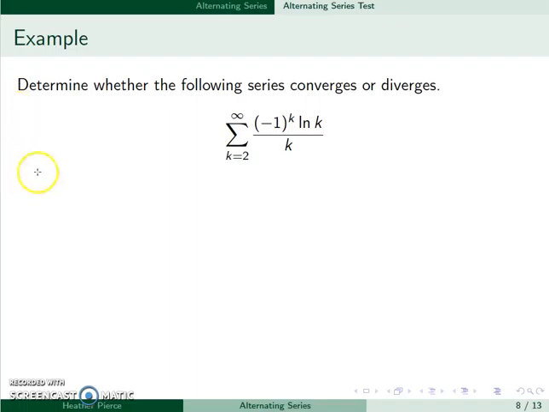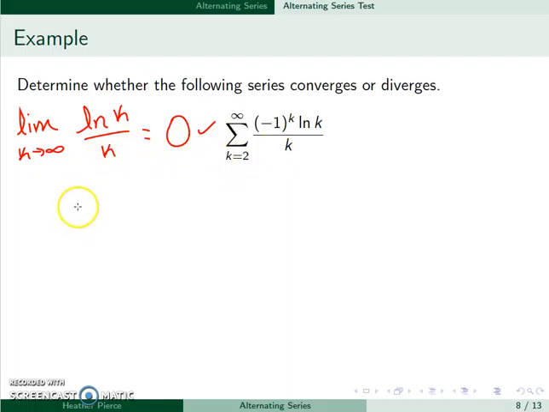Now let's look at this particular one. We know that the natural log of k is less than k. In addition, we have the limit as k goes to infinity of ln of k over k. Like I said, the natural log is less than k, which means k is growing faster. The denominator is getting bigger quicker, meaning my limit is 0. So the second condition is satisfied.